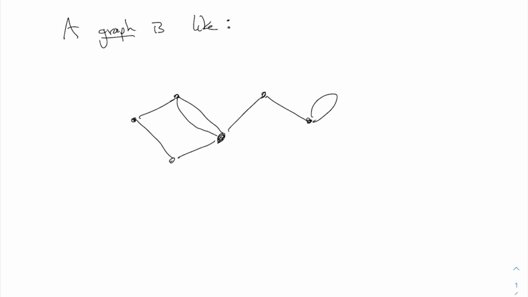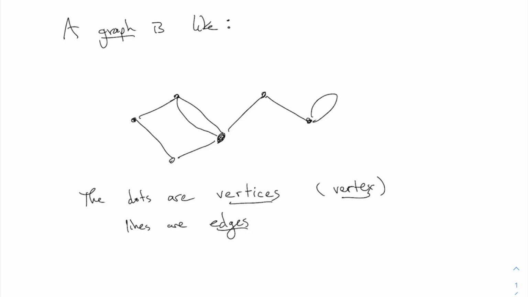So just some simple terminology here. The dots are called vertices. This is the plural. The singular is vertex, right? So the dots are called the vertices of the graph, and the lines are called edges. All right, so a graph consists of a bunch of vertices, some of which are connected by edges. This graph has 6 vertices and a bunch of edges. You can count them if you want to. This is called a graph.